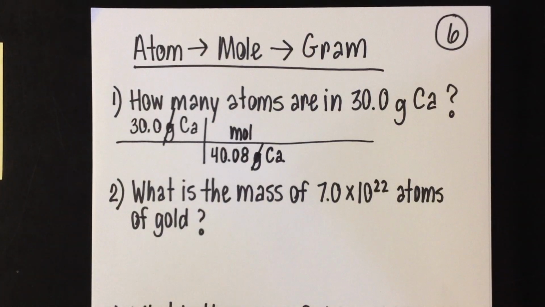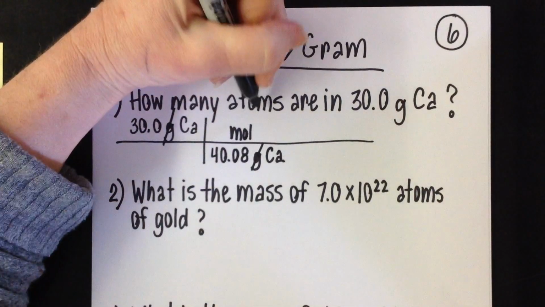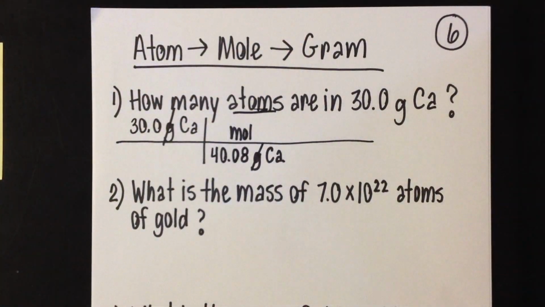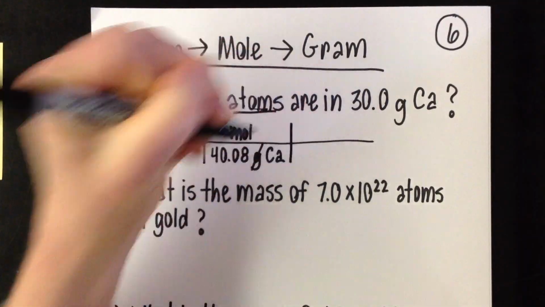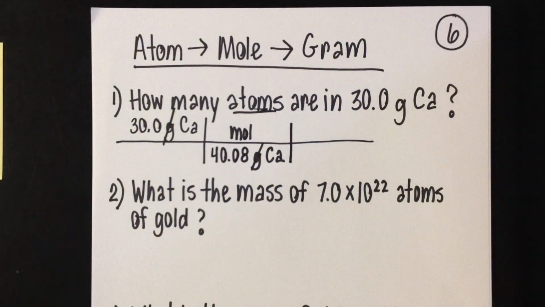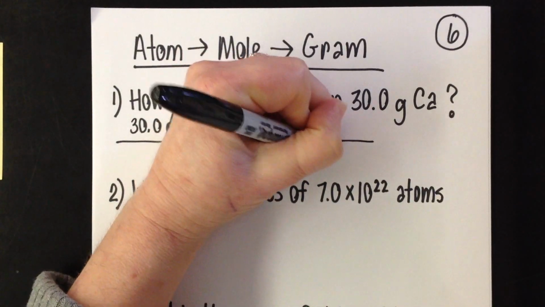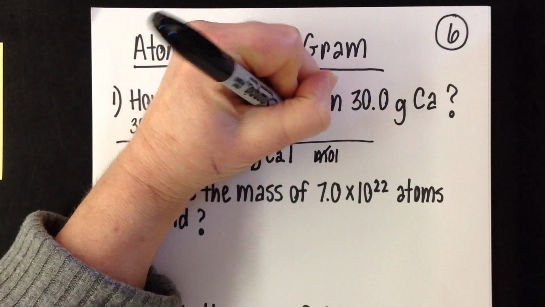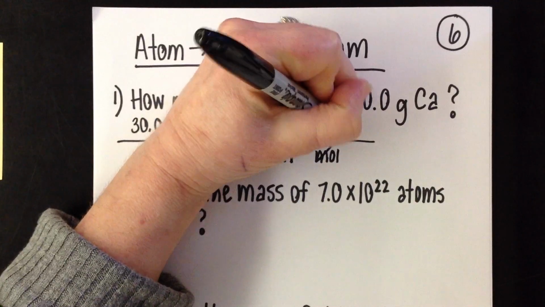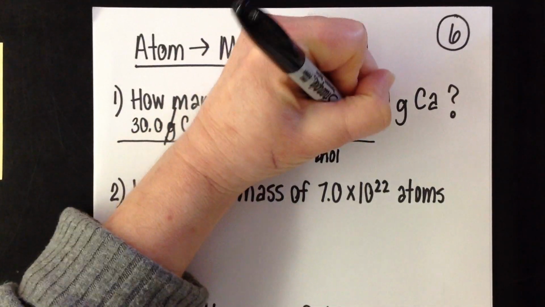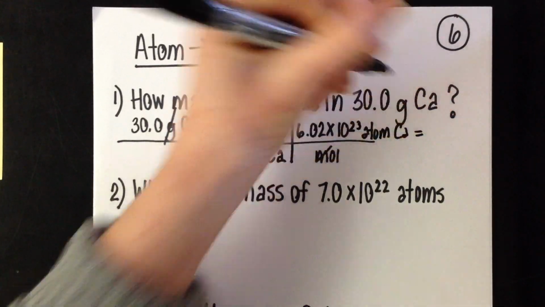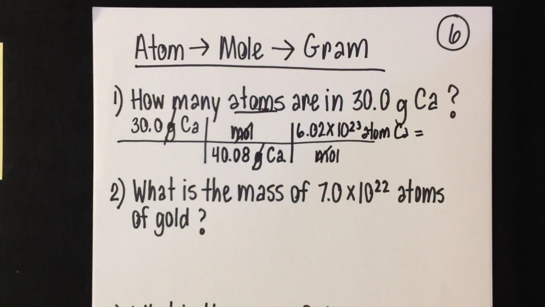So you ask yourself, where can I go next? The problem is asking you to solve for atoms. Can I go from mole to atom? And the answer is yes. Anytime you know moles, you can find atoms because we know there's 6.02 times 10 to the 23rd atoms in a mole. You know mole has to be on the bottom so that they cancel. By default, that leaves the 6.02 times 10 to the 23rd atoms of calcium on top. So now we're ready to solve the problem.